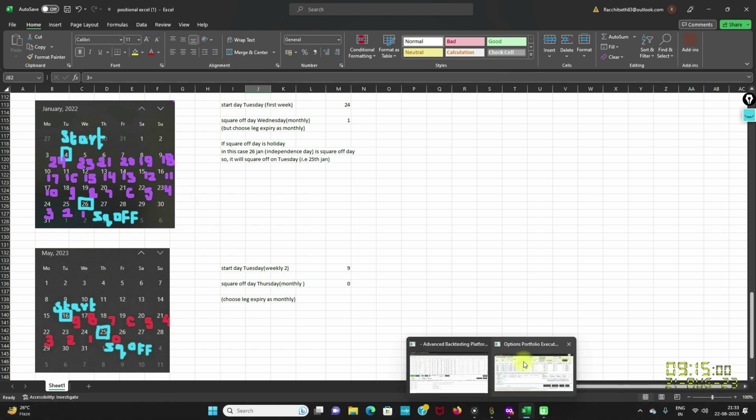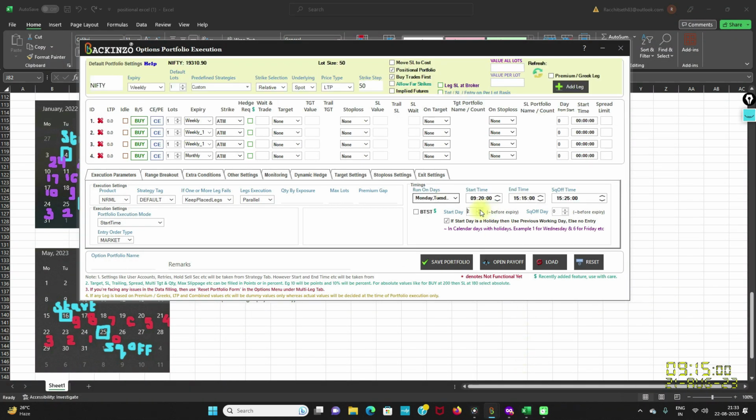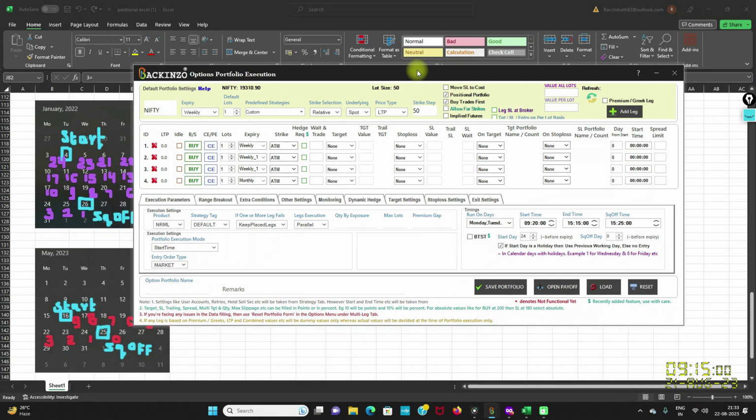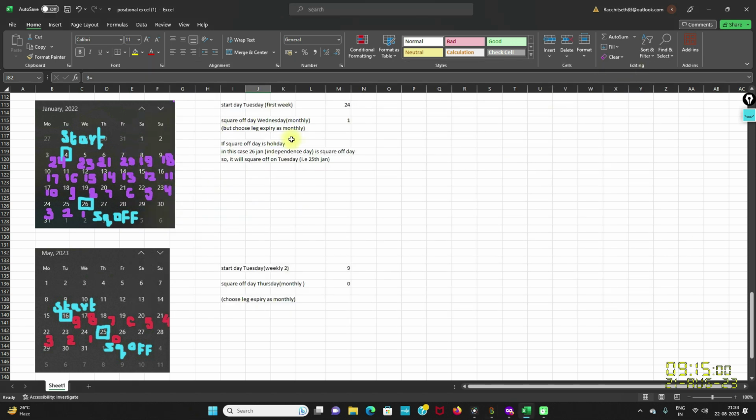So here in Backinzo, we will enter 24 at the start day like this, and 1 will be the square off day like this, right? So if a square off day is a holiday, let's suppose that in this case, January 2022, 26th January was Independence Day, a gazetted holiday, then it will square off on Tuesday. That is this one, okay? Because we are backtesting it.